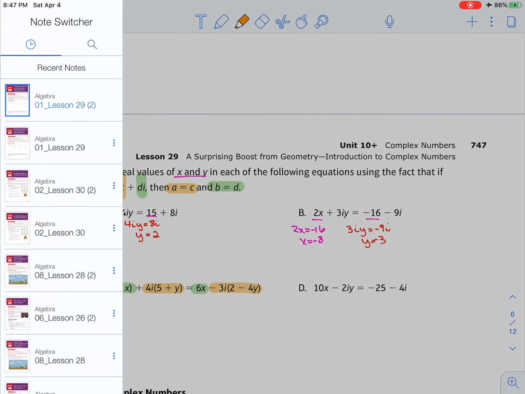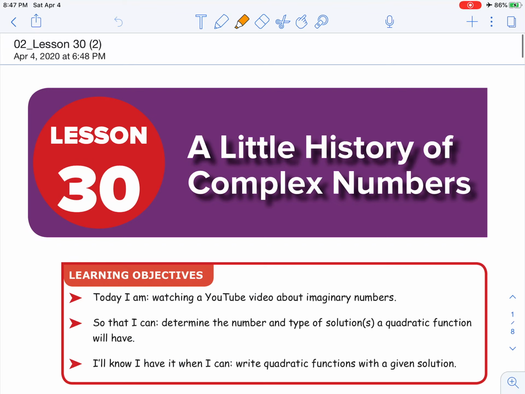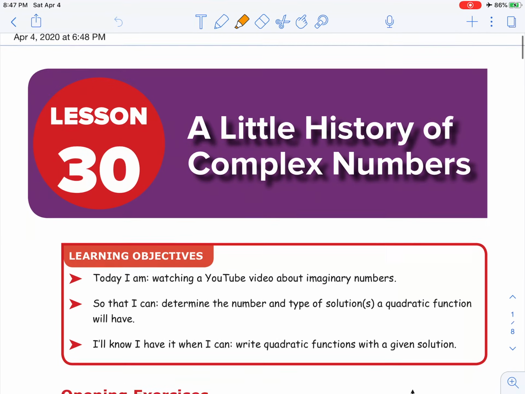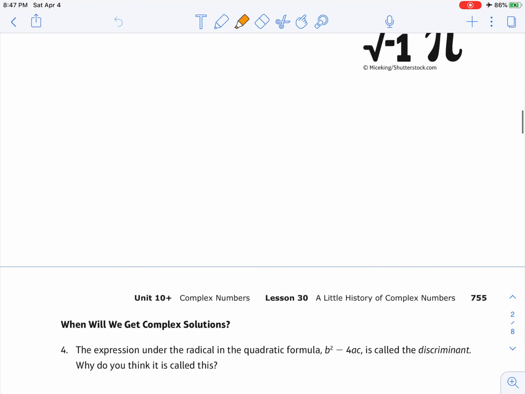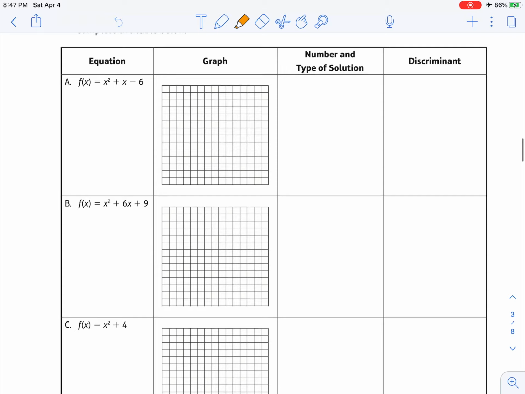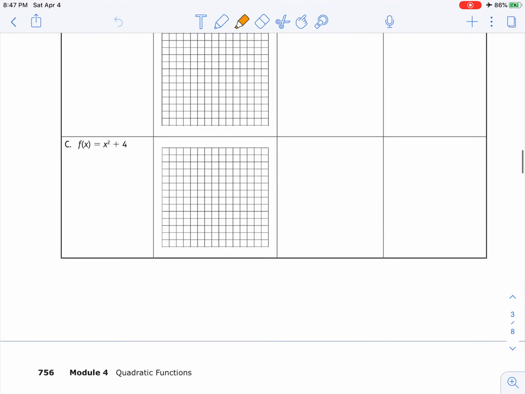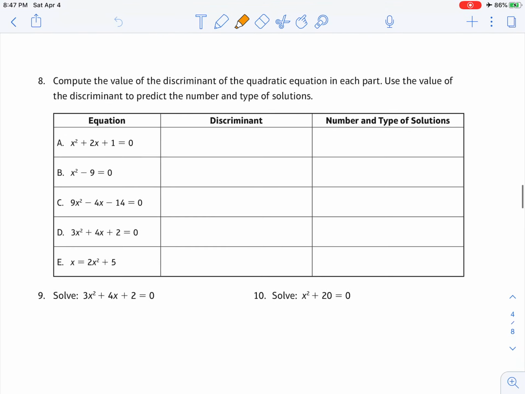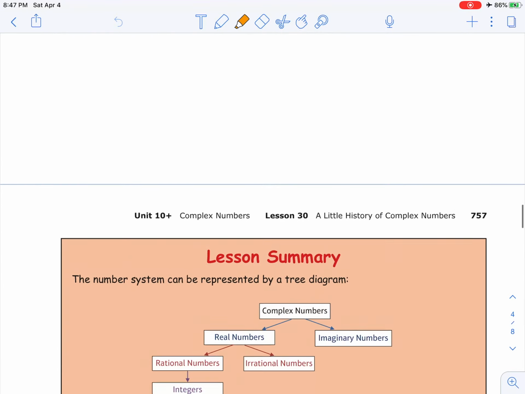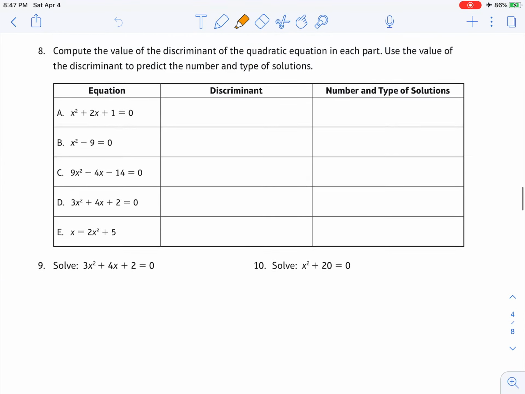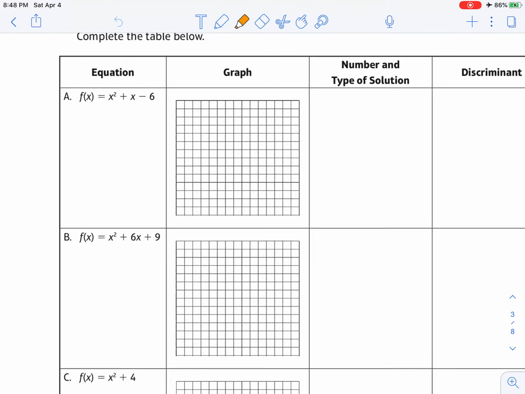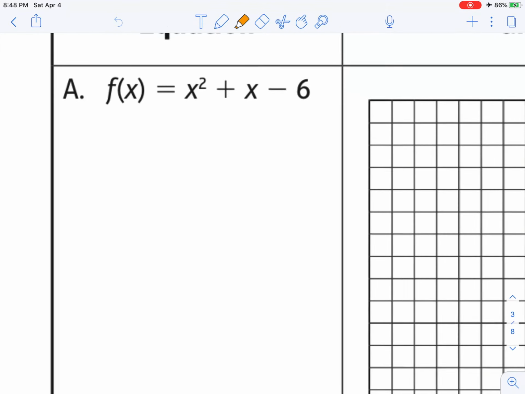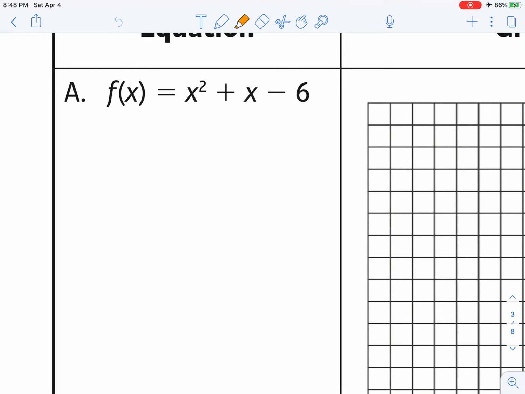Okay, so now we're going to do lesson 30, a little of the history of complex numbers, and I'm going to skip down to this right here. Actually, we don't really have to do that. Let's go ahead and do it. It's okay.